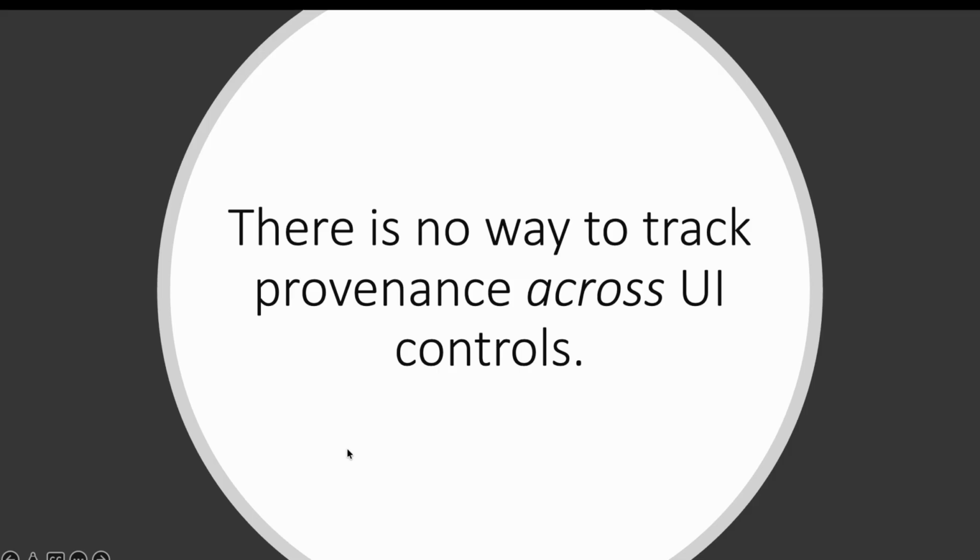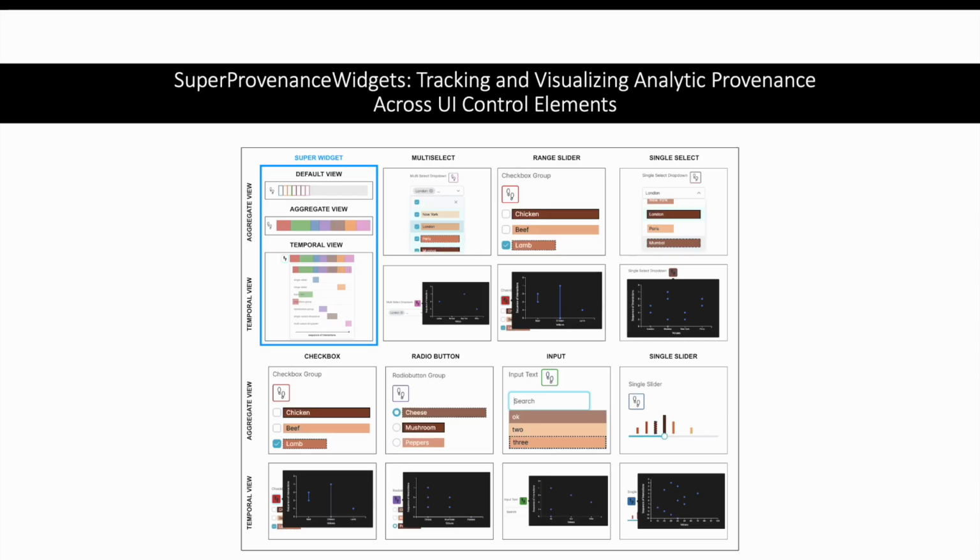This brings us to the problem that there is no way to track provenance across UI controls until now. I present SuperProvenanceWidgets, which allows you to track and visualize analytic provenance across UI control elements. We have the same standardized controls as Provenance Widgets to maintain consistency with the prior art, and we introduce a whole new component called SuperWidget to allow you to see provenance across all these different controls.